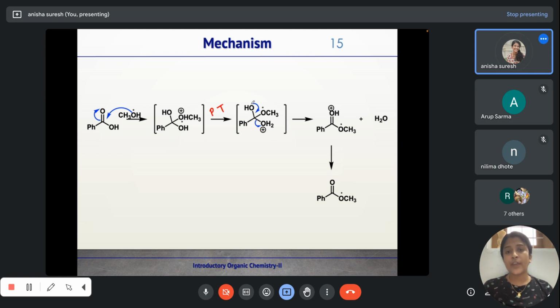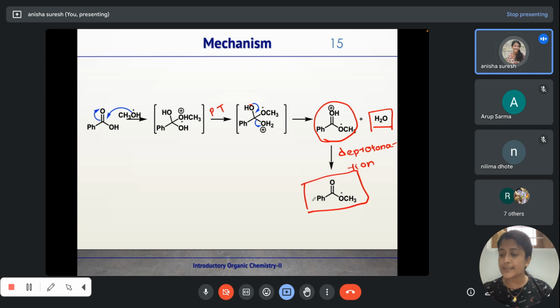Now when the lone pair of oxygen on the OH falls down, water will be removed, resulting in the formation of this compound, the ester, and water will be removed. After deprotonation, it will result in the formation of this ester.